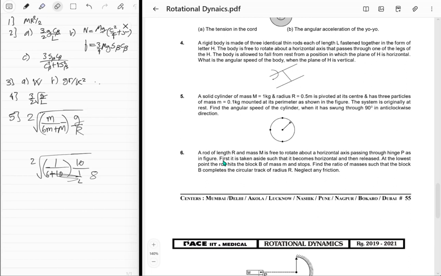Oh, come on. You could take 10 or you could take 9.8. I'll just take 10. Who cares? It's going to be 2 square root of 80. So that will be 8 square root of, 80 can be written as 16 times 5. So 2 into 4 square root of 5. Yes, this will be just 8 square root of 5. Okay, next, sixth question.